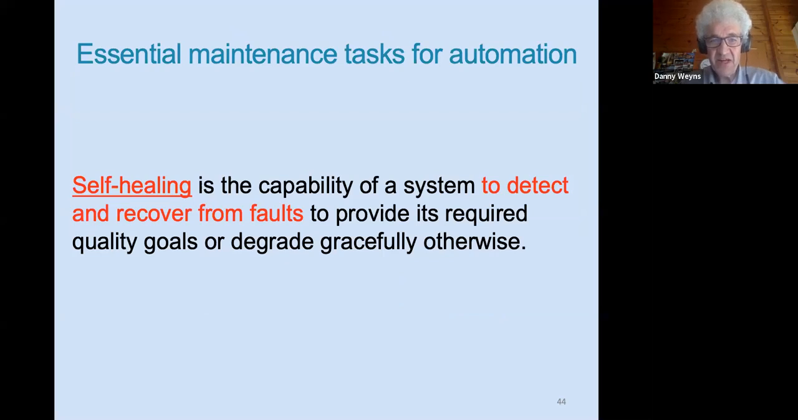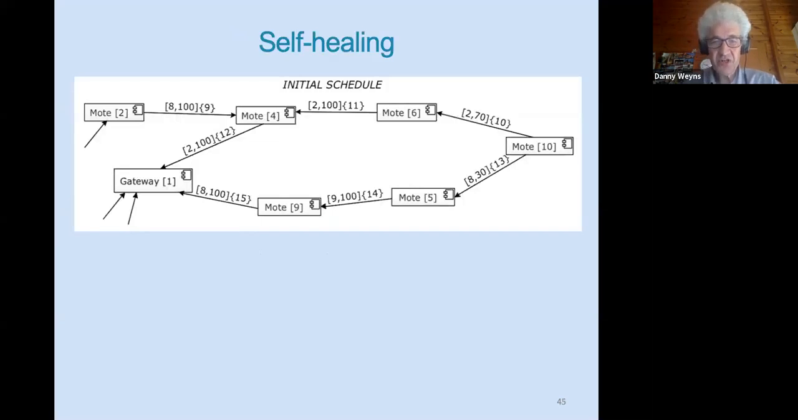A second essential maintenance task is self-healing, where a system has the ability to detect and recover from faults. That means it should achieve its goal, or in case of faults, it might be required to degrade gracefully. So back to our system, imagine that in this initial configuration, mode 9 fails. That's of course a problem because all the data that's sent by 9 is lost.